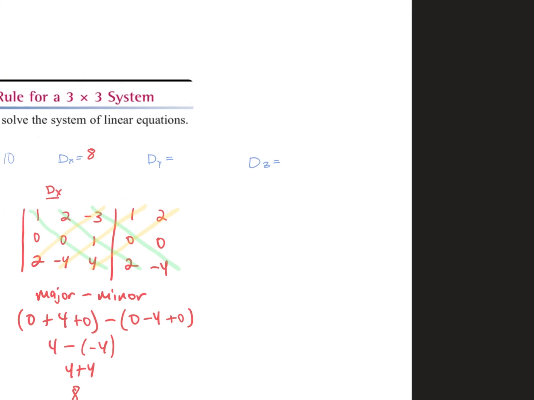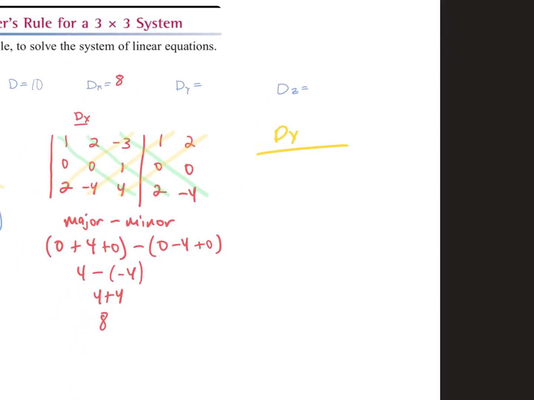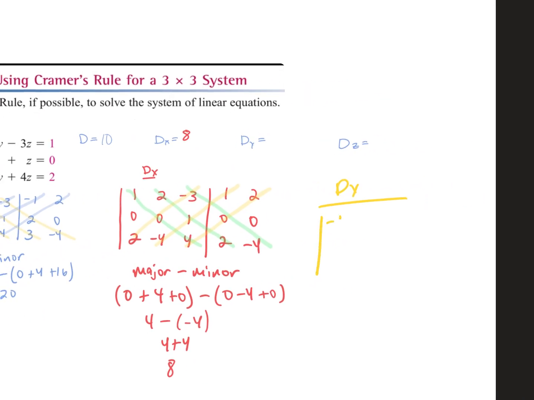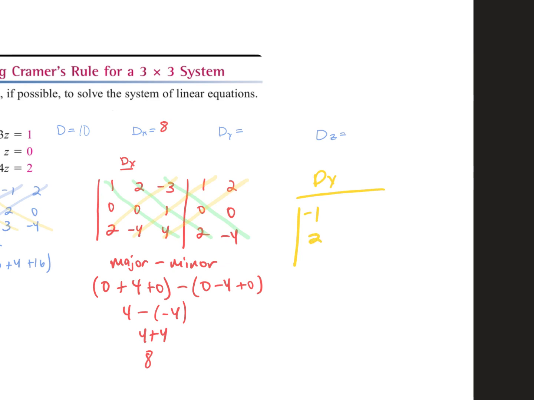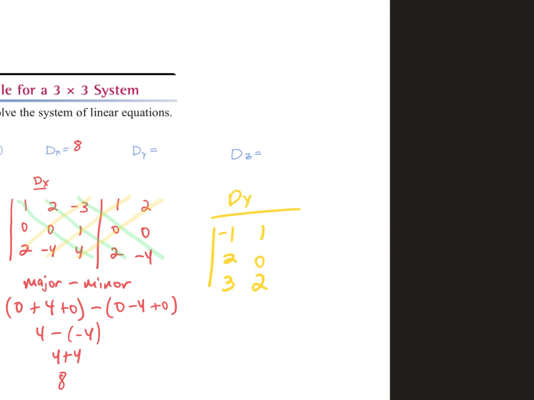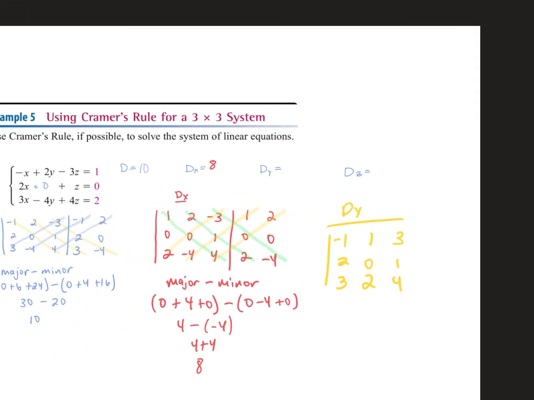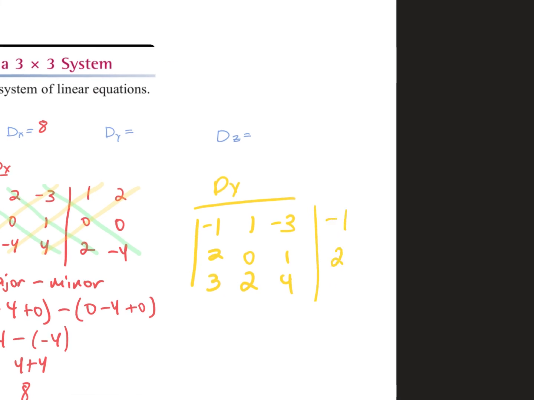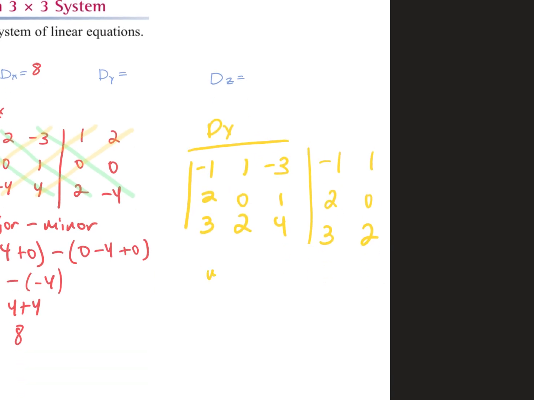All right, let's find our d sub y determinant. You can have fractional answers. That's all right, too. So d sub y, that means I use my x coefficients, which are negative 1, 2, and 3. Instead of my y coefficients, what do I put in? The answer is 1, 0, 2. And then I have my z's, which is 3, 1, 4. Is it negative? Yep, negative 3. Thank you. And then I recopy the first two columns. 1, 0, negative 1, 2, and 3. 1, 0, 2. And then I have my major minus minor.